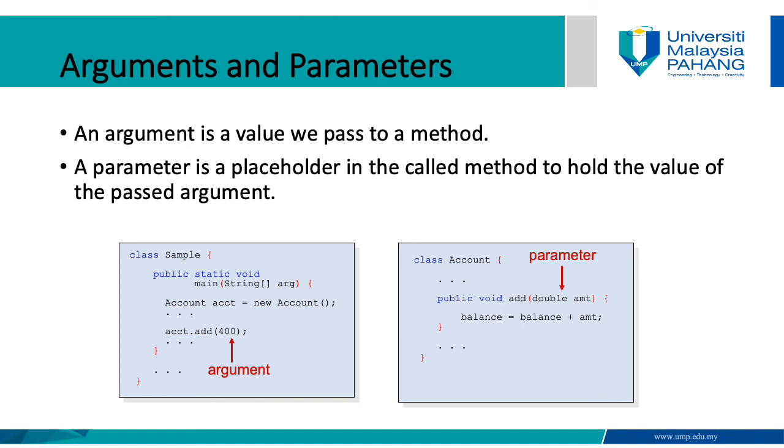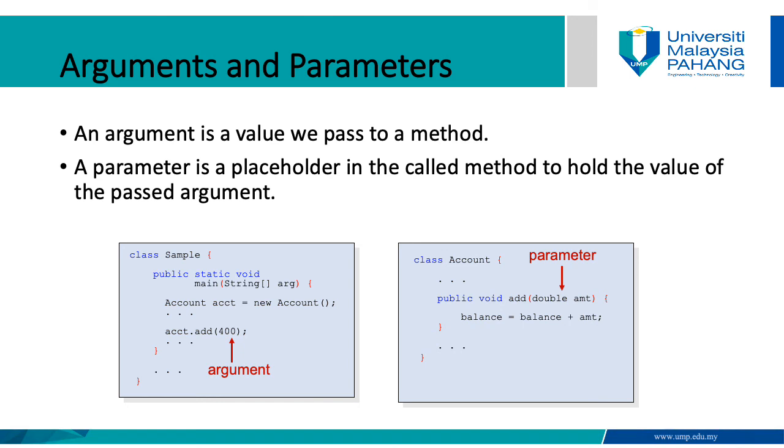And a parameter is a placeholder in the called method to hold the value of the passed argument. Argument is a value. Parameter is the placeholder that is going to hold the value, which is the passed argument. So you must remember that. Argument is a value. It can be numbers, it can be strings. It must be a value.